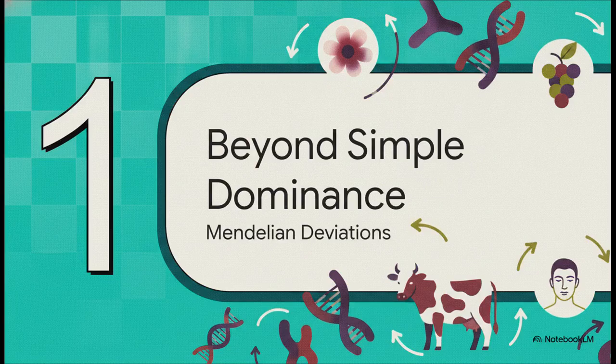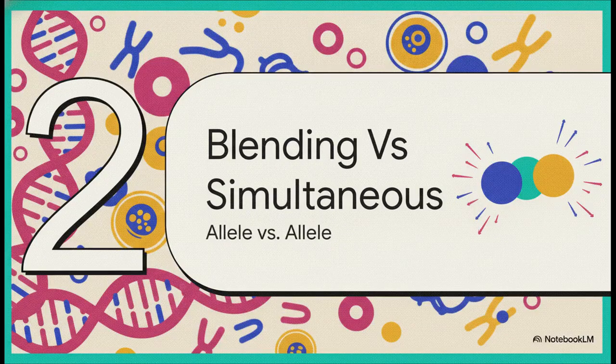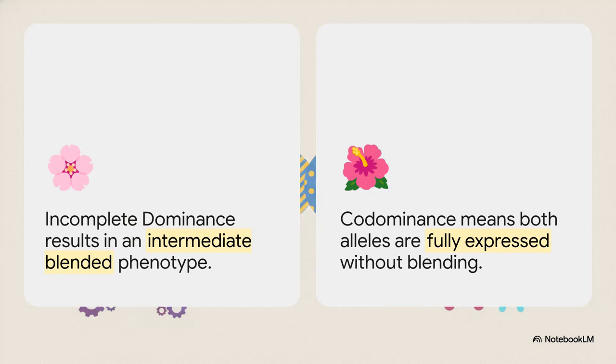Okay, moving right into section 1, beyond simple dominant genetics, or deviations from Mendelian rules. Which naturally brings us to section 2, blending versus simultaneous expression, or allele versus allele. We're going to start off by looking at what happens at the micro level, when 2 distinct alleles just completely ignore those classic rules of dominance. Let's draw some clear boundary lines between our first 2 concepts here.